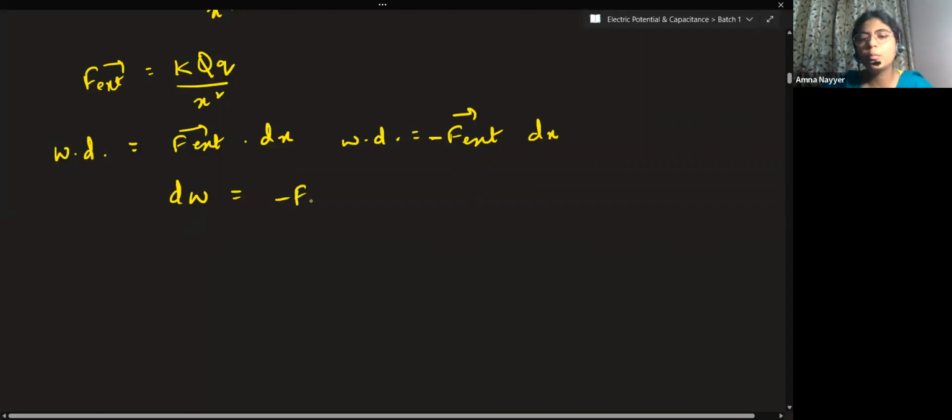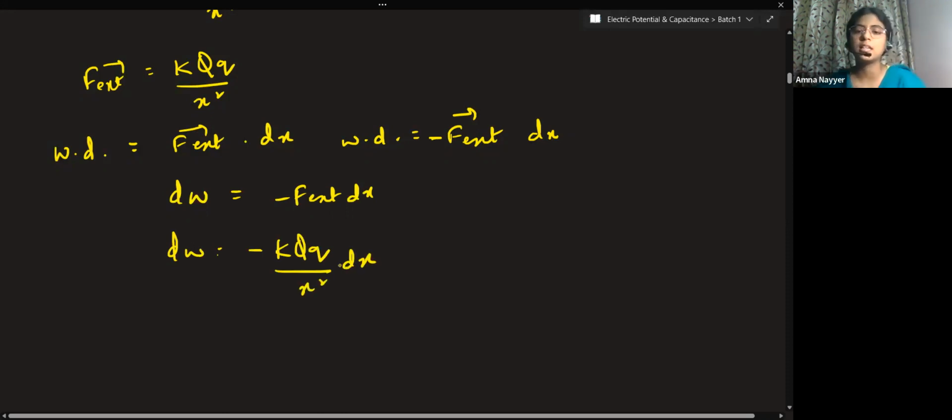dW is equal to minus F external dx. Now F external we know, so dW will be minus K capital Q small q over x square dx. Now we have to integrate it. But from where to where?